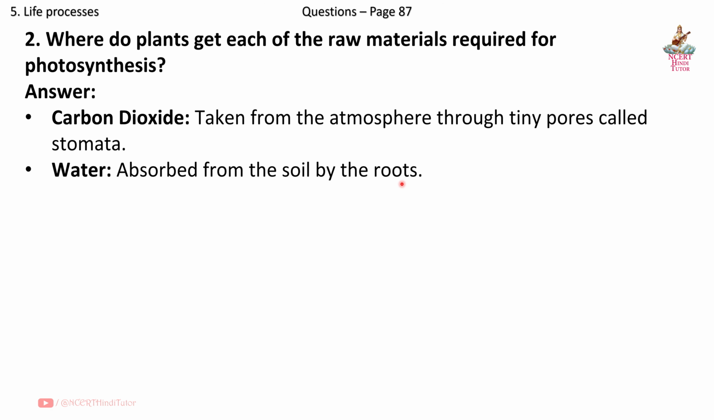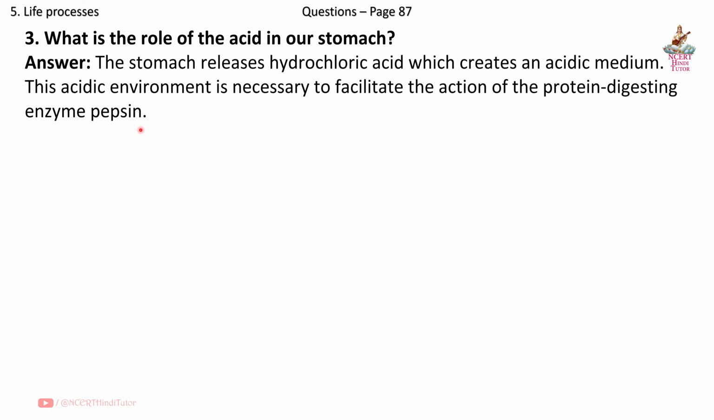Question 3. What is the role of the acid in our stomach? Answer. The stomach releases hydrochloric acid which creates an acidic medium. This acidic environment is necessary to facilitate the action of the protein digesting enzyme pepsin.